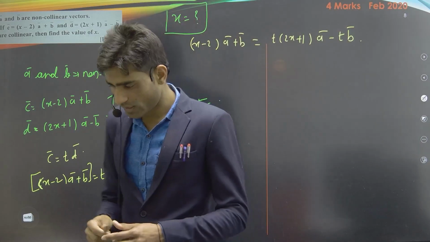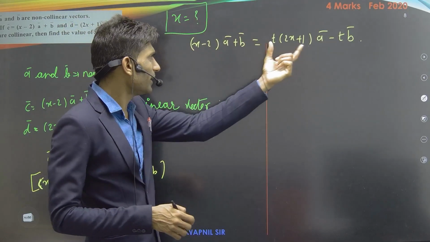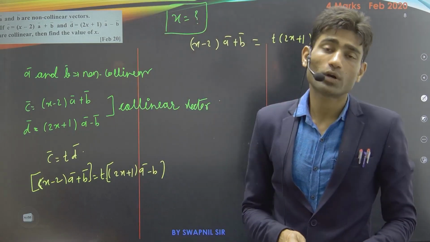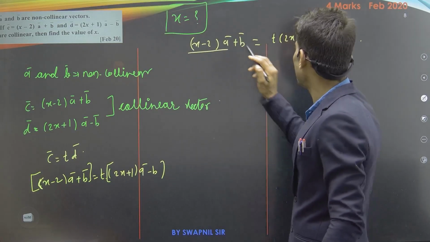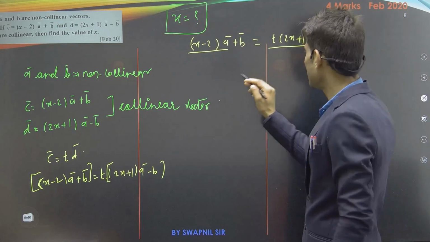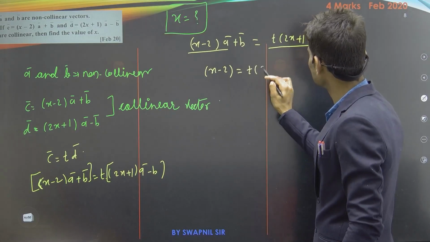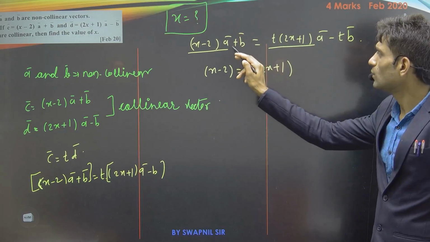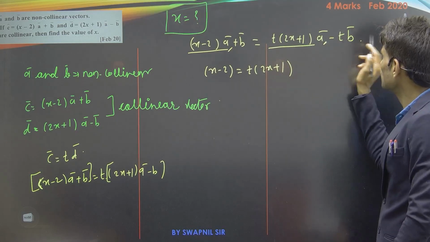So once we found here the value for 2x minus 2 into a bar plus b bar, which is equal to t times another position vector, now compare the corresponding variables wherever we find the same. The x minus 2 a bar can be compared with t times (2x plus 1) a bar. So we write x minus 2 equals t times 2x plus 1. This is the value for the corresponding variable a bar with the a bar. Similarly, plus b bar equals minus t times b bar.